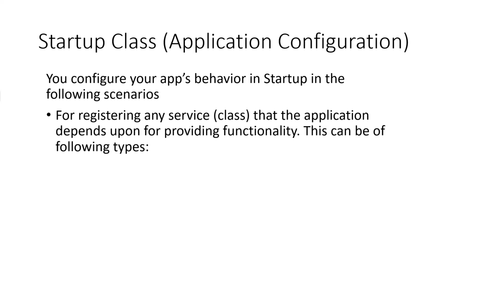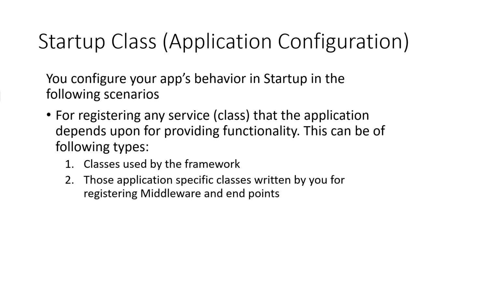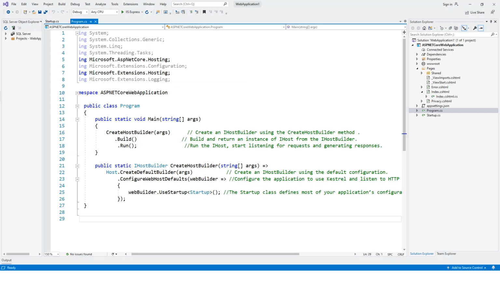For registering any service or any class that the application depends on for providing functionality. Now this class can be of two types: classes used by the framework and those application specific classes written by you. And for registering middleware and endpoints, and we'll soon see what we mean by both. Okay, now let's switch over to Visual Studio and start understanding.